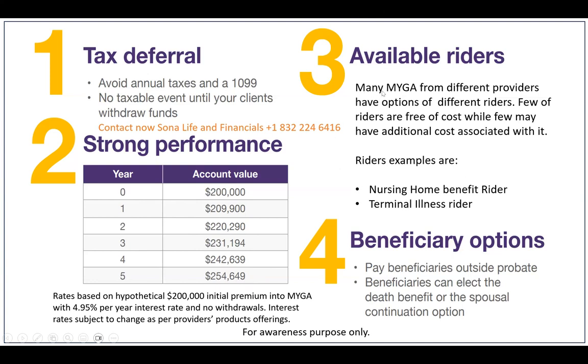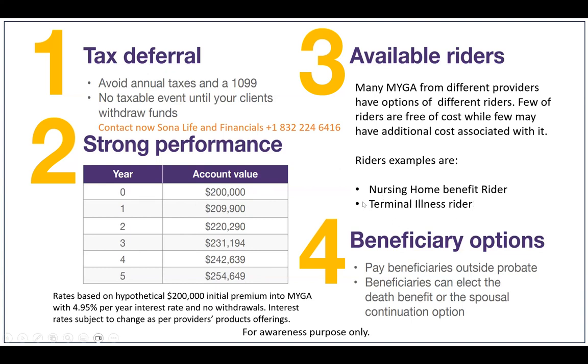Available riders, like I told, many MYGAs from different providers have options of different riders. A few of the riders are free of cost, while a few may have additional cost associated with them. So you need to be careful reading the terms and conditions, or you should discuss with your financial advisor what riders you are getting free, or whether you are getting any charges. Normally an example of the riders is the nursing home benefit rider. If a person is in a nursing home and needs money, then he should have access to the money without any surrender charge or penalty.